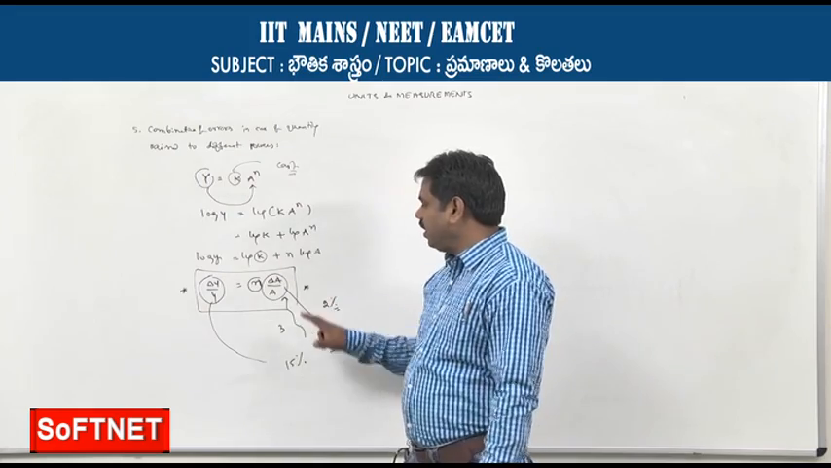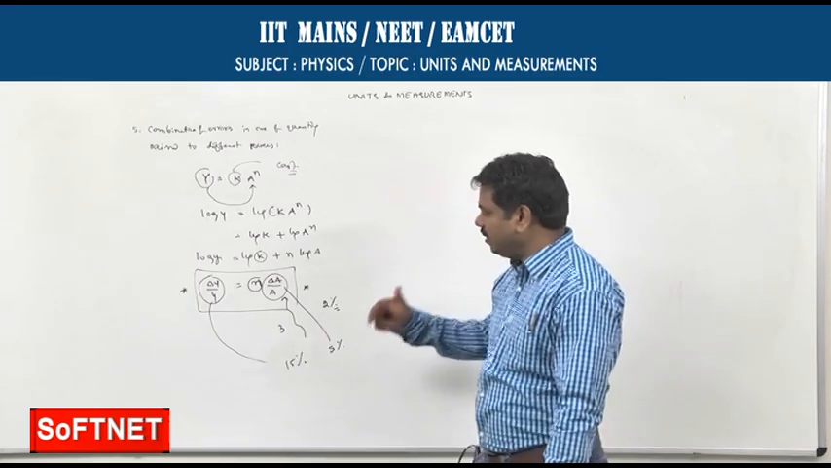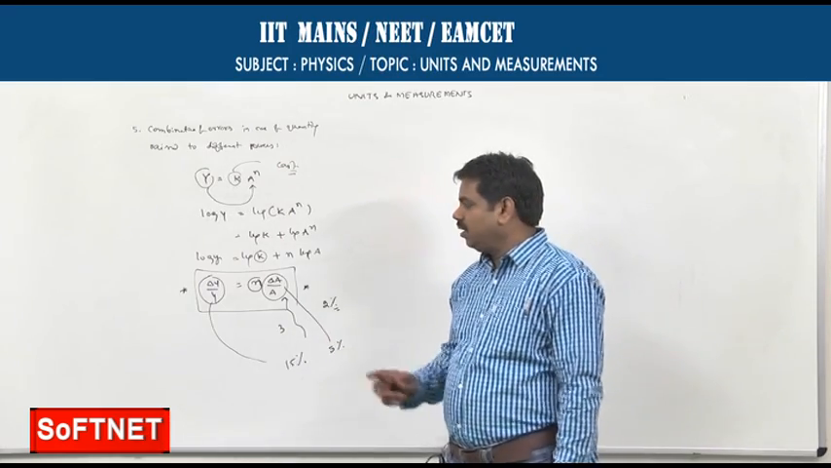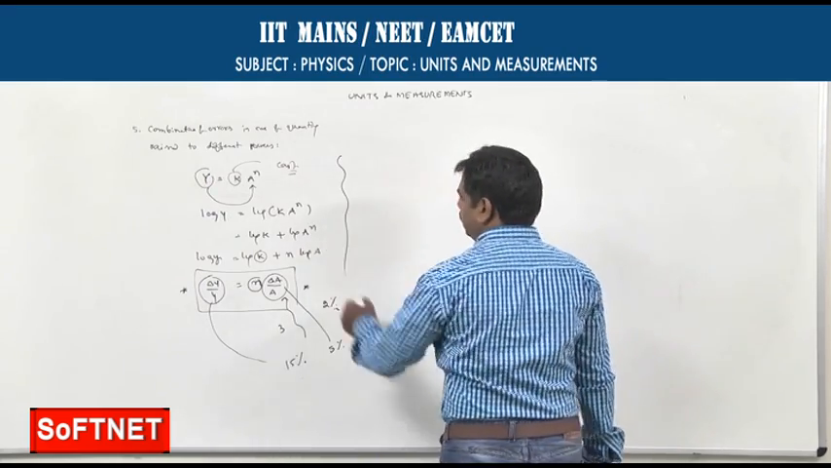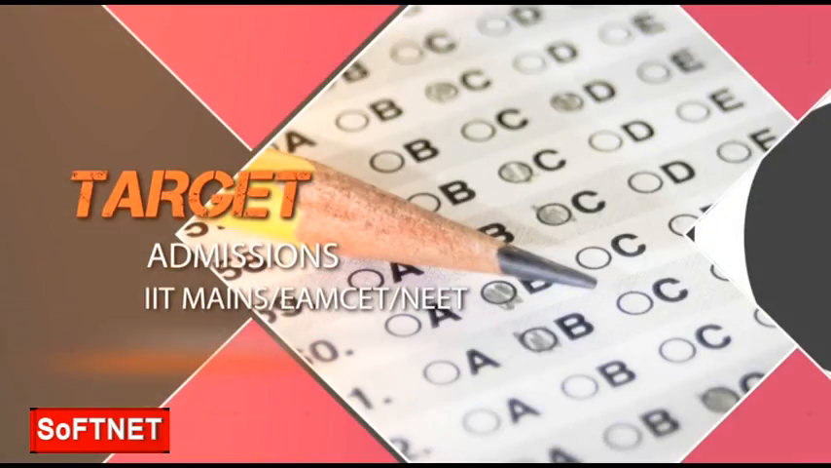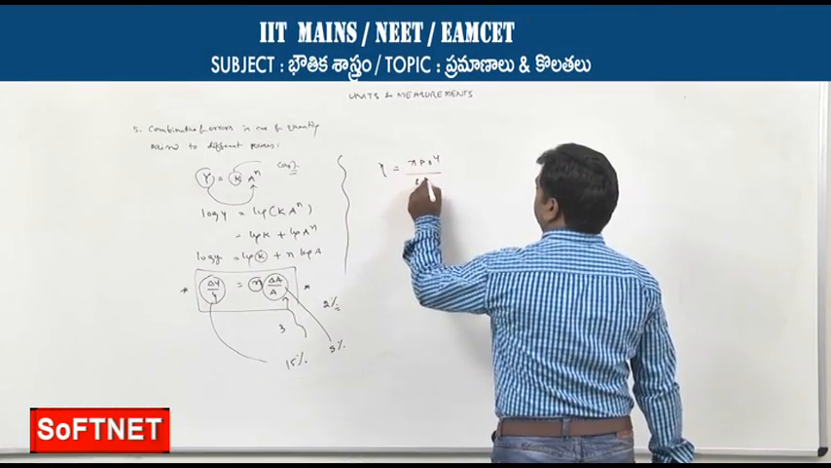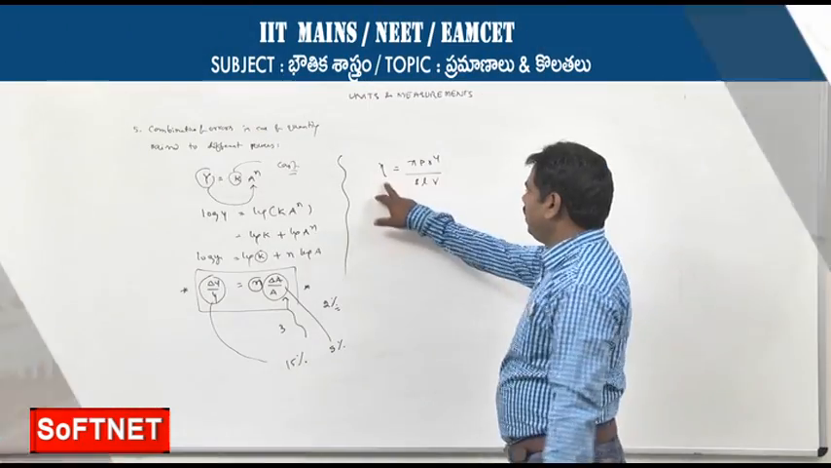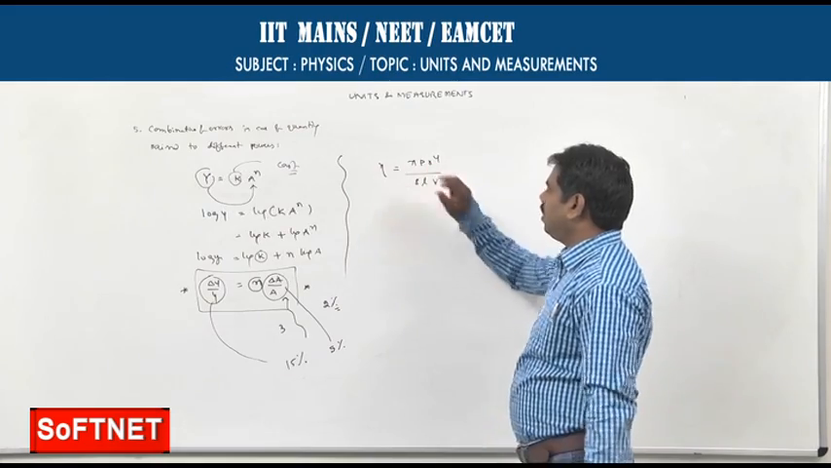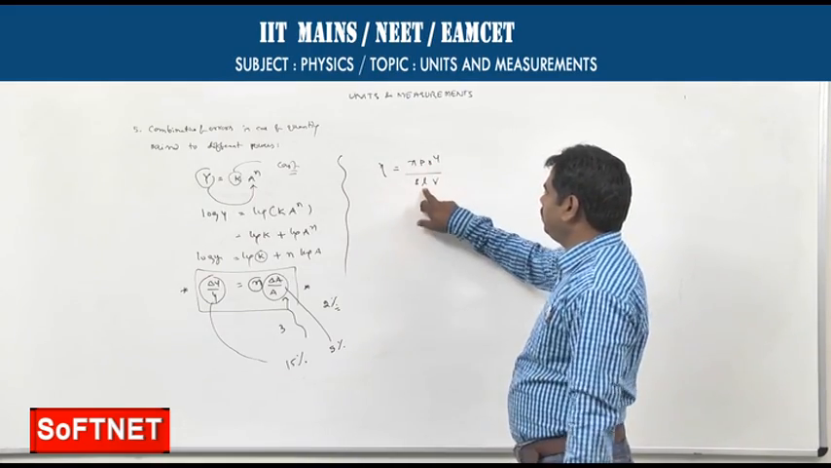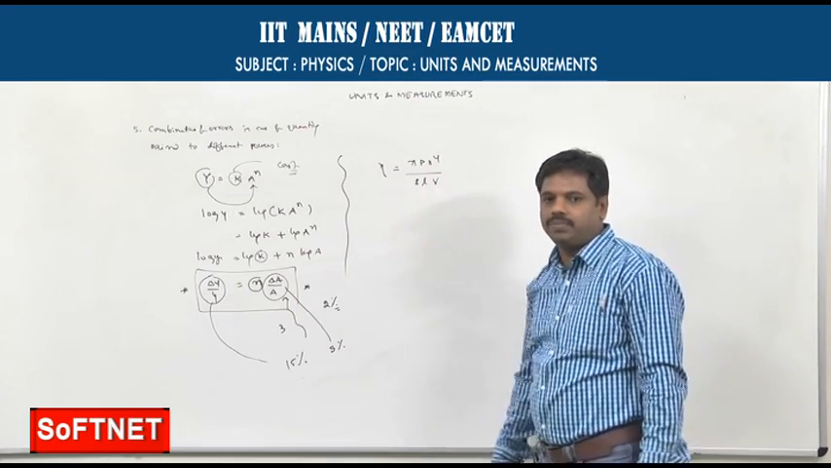So in a given relation, whenever you are going to measure those physical quantities which have powers, they must be determined very accurately. For example, let us discuss one physical relation here. Eta is equal to pi p r power 4 by 8 l v. Here eta is the coefficient of viscosity, p is the pressure difference, r is the radius of the capillary tube, L is the length of the capillary tube, V is the rate of flow.